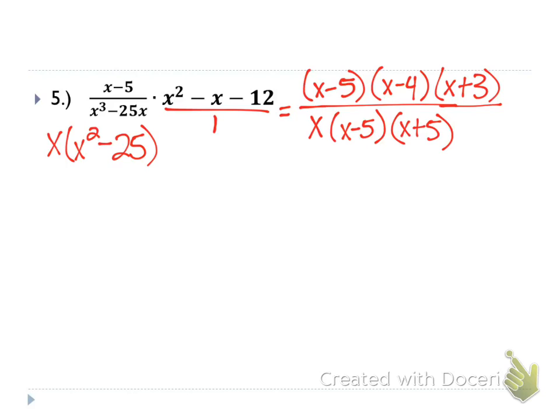We're ready to start simplifying. Ryan, what's something that can simplify? Good. X minus 5s can cancel out. Anything else? No. So, Kion, how do I write my answer?